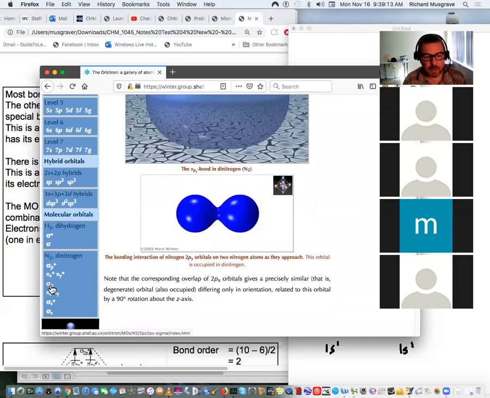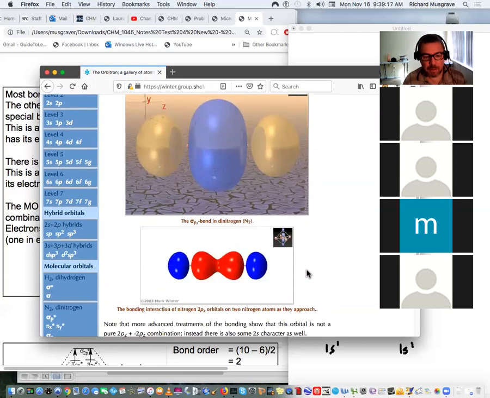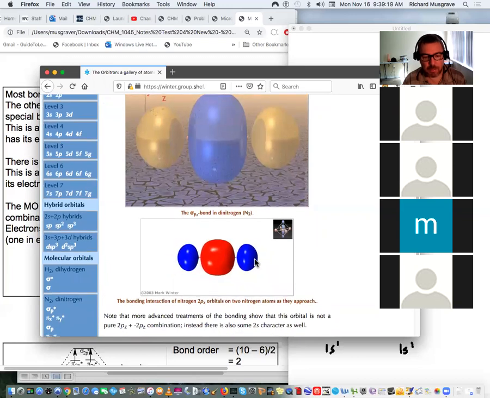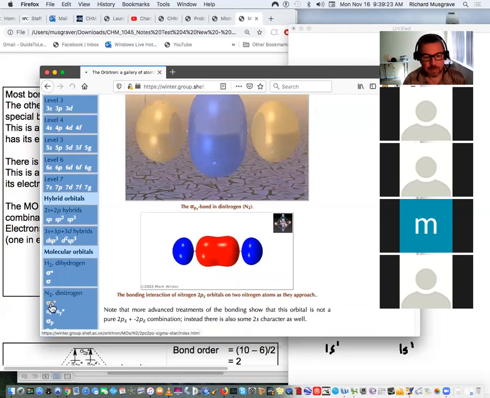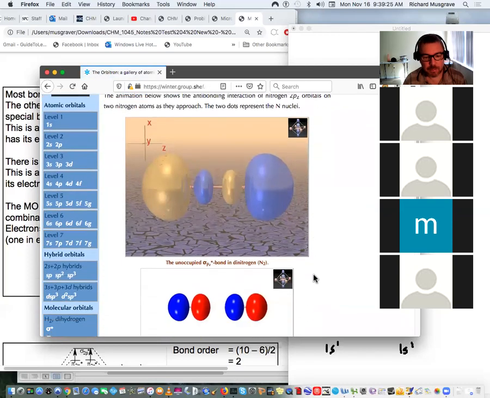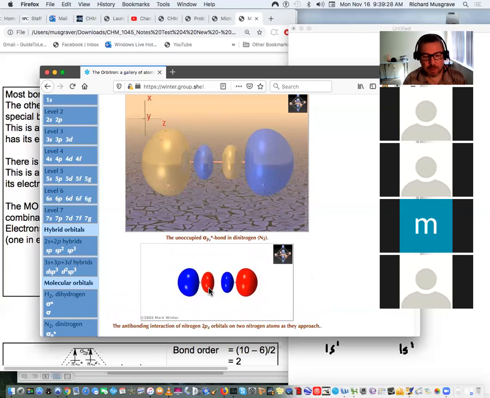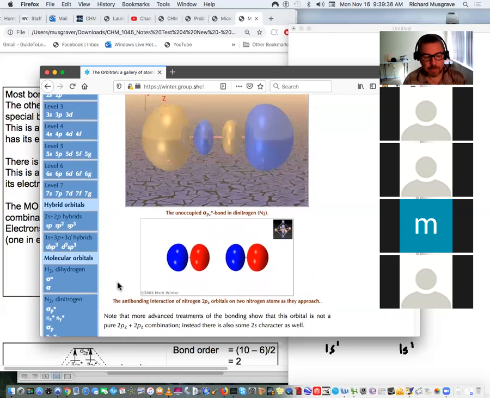All right, so let's look at the antibonding for the sigma p. Now remember the sigma p, the end-to-end one here, that is the bonding situation. Let's look at the antibonding situation here. So you can see that when we try and combine the red lobe with the blue lobe here, we don't get bonding, we get antibonding. So this is very high energy.